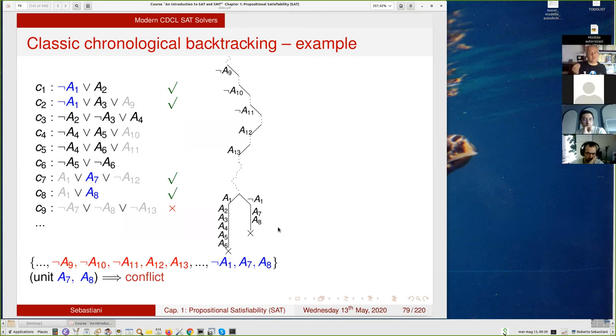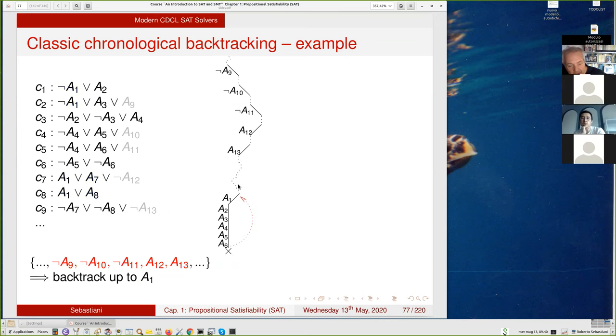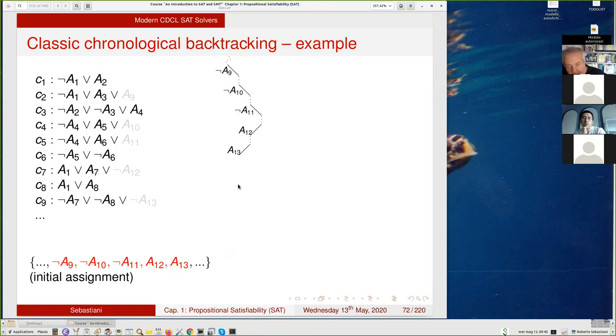Now I want you to note one point. This was done after a long possible set of decision branching, backtrackings, whatever, here. But let's go back. What we have seen here is that this formula is unsatisfiable. Why? Because both assigning A1 to true and assigning A1 to false lead you to an inconsistency. So this means that these nine clauses are unsatisfiable. Do you agree on that?